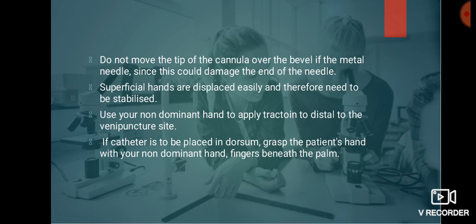Superficial veins are displaced easily and therefore need to be stabilized. Use your non-dominant hand to apply traction distal to the venipuncture site. If the catheter is to be placed in the dorsal hand, grasp the patient's hand with your non-dominant hand, fingers beneath the palm.